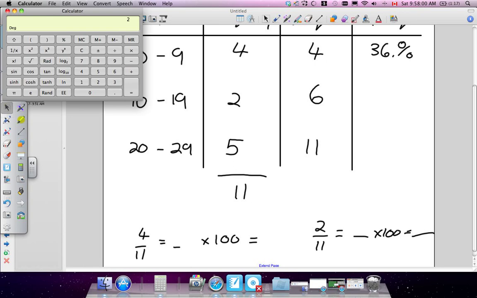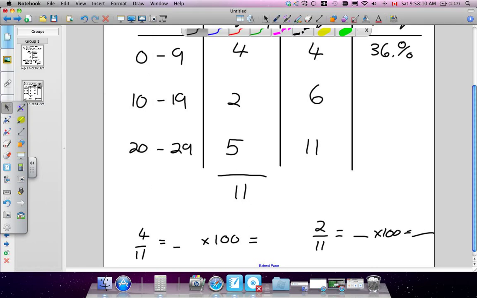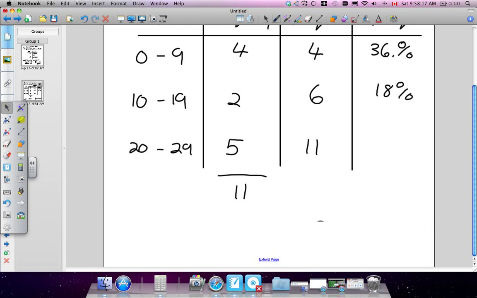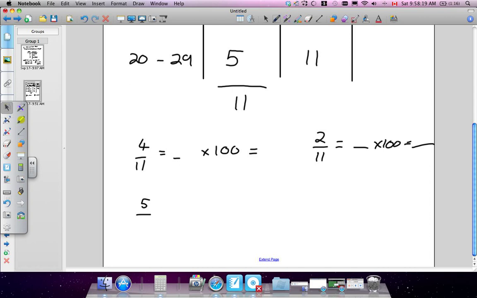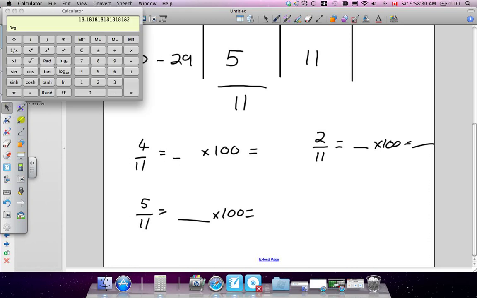5. So same idea. Will this be a higher percentage than the other two or a lower one? Higher. Why is that? Because the number is higher. That's right. 5 divided by 11 times 100. 45.4. 45. I'm going to round it up to 46, okay?